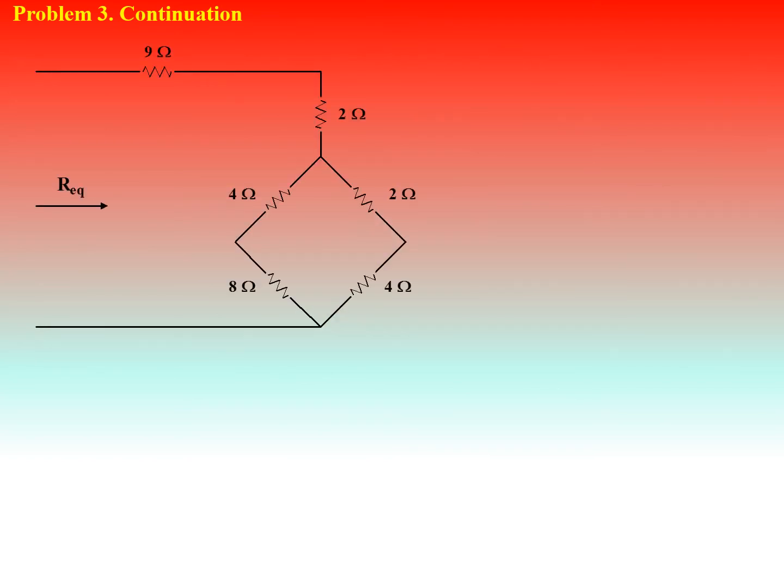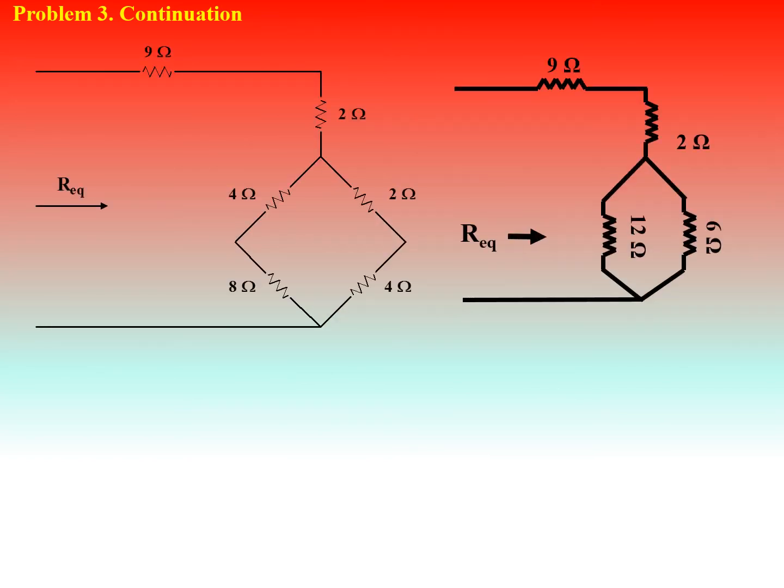Yeah, this is the circuit we obtained, right? So this is nothing but 9 ohm and this is a 2 ohm. These two, 2 and 4 ohm, are in series with each other, so I have replaced them with a 6 ohm resistor, and similarly this 4 and 8 ohm are in series, so I have replaced them with a 12 ohm resistor. Now this is reduced.